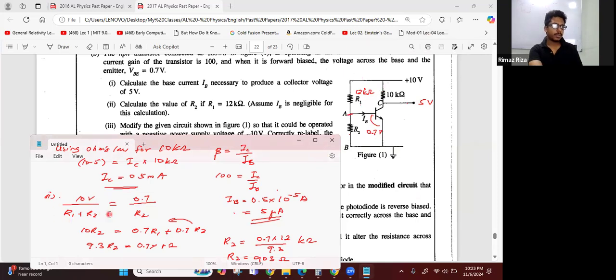10 divided by R1 plus R2 equals 0.7 divided by R2. And then if you do the cross multiplication, 10 R2 equals 0.7 R1 plus 0.7 R2. Take it to the other side, 0.3. Yes, 0.7 R1, where R1 is 12 kilo ohm. The unit here is kilo ohm. So yeah, R2 is 903 ohms.